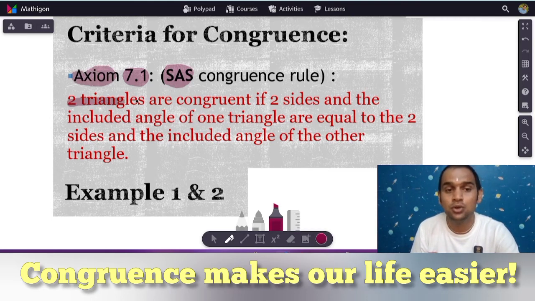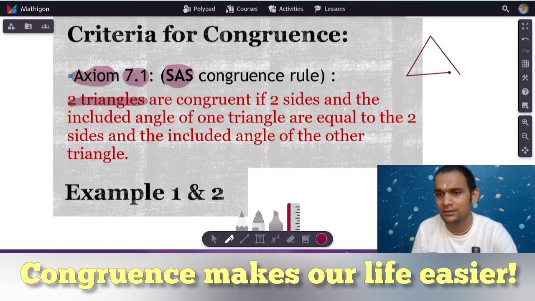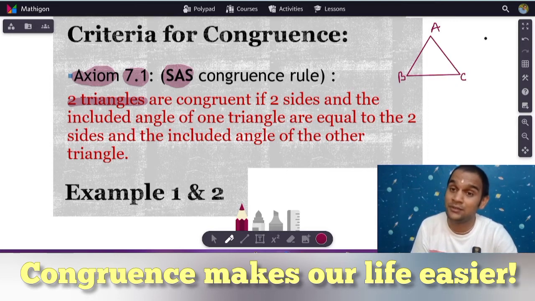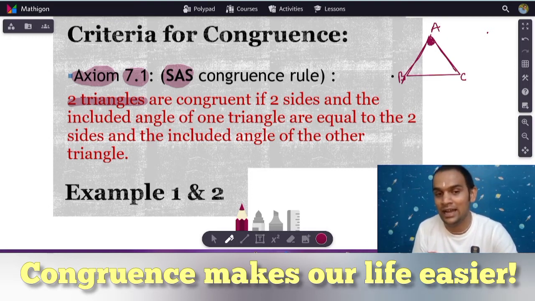So what does it say? Two triangles are congruent if two sides and the included angle of one triangle are equal to the two sides and the included angle of the other triangle. Suppose I have a triangle ABC. Now let me explain what is the included angle. I've already explained it, but let's discuss. If I talk about AB and AC as the corresponding sides of the other triangle which I have not drawn, then angle A will be the included angle. AB and AC make angle A, so angle A will be the included angle of AB and AC. I hope that makes sense.